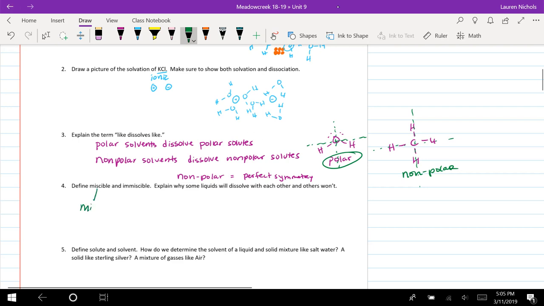Miscible means to mix. Immiscible means can't mix. So when we talk about oil and water, if we know that water is polar, it's a pretty fair assumption to say that oil is nonpolar. That's why they won't mix. No matter how much you shake up a bottle of oil and water, they will not mix. They repel each other. It just won't mix because one's polar, one's nonpolar. Okay.